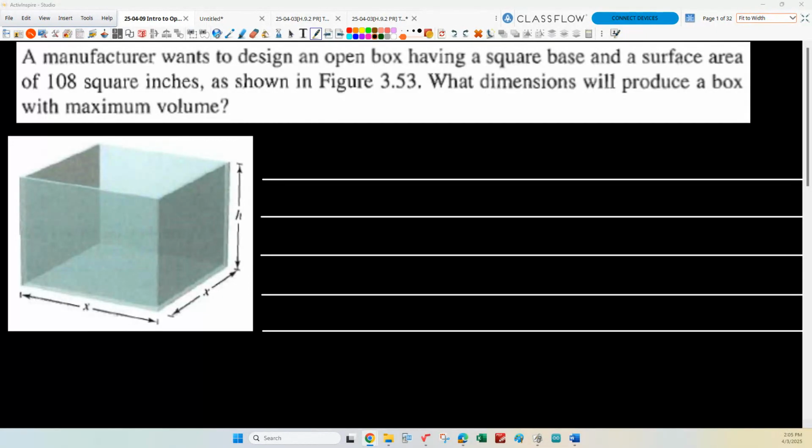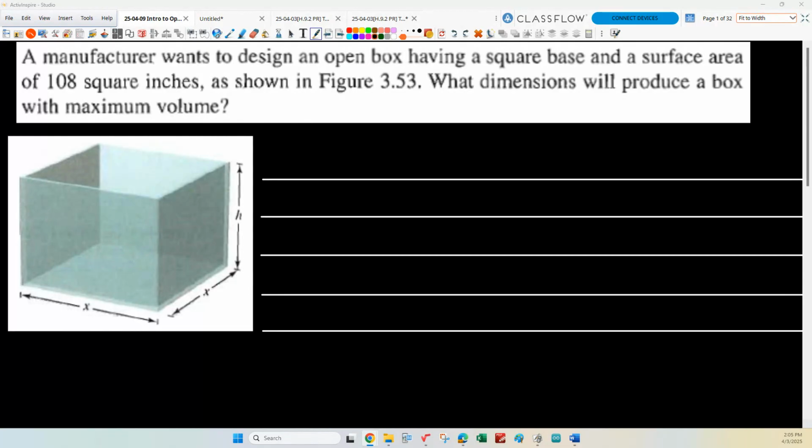A manufacturer wants to design an open box having a square base and a surface area of 108 square inches. So say that's, for whatever reason, the amount of material that they've calculated they want to use to make the box. What dimensions will produce a box with maximum volume?